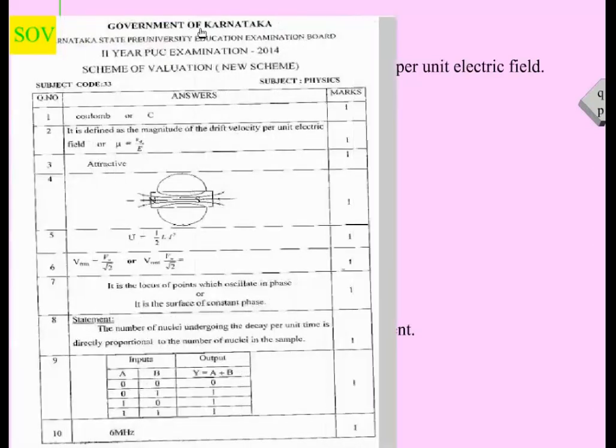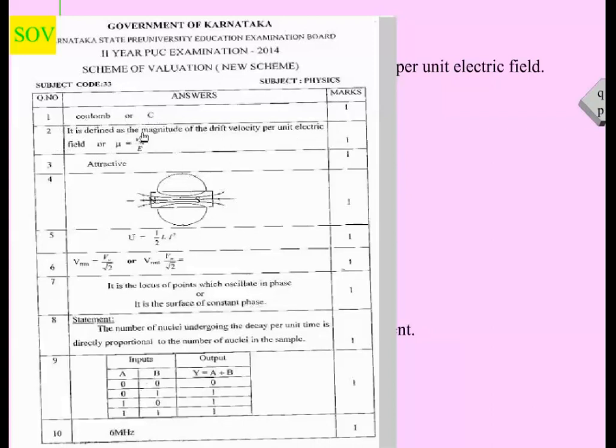It is like this. Look here, Government of Karnataka, Karnataka State Pre-University Education Examination Board, second year PUC examination 2014, scheme of valuation. Look here, subject code 33, this is for physics. And look here, for first one, the answer is Coulomb or C, the marks awarded is 1. Second one, definition, marks awarded is 1.